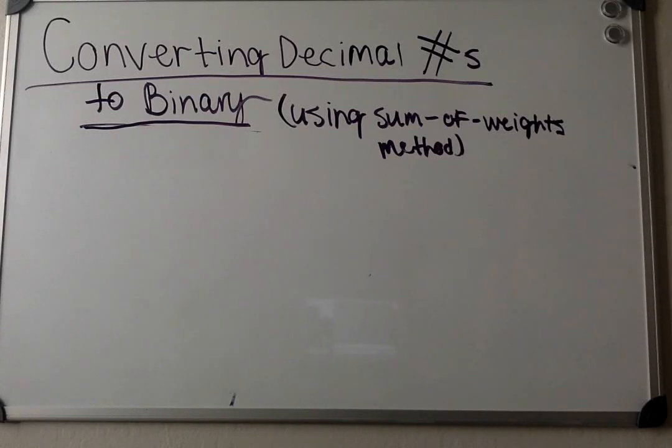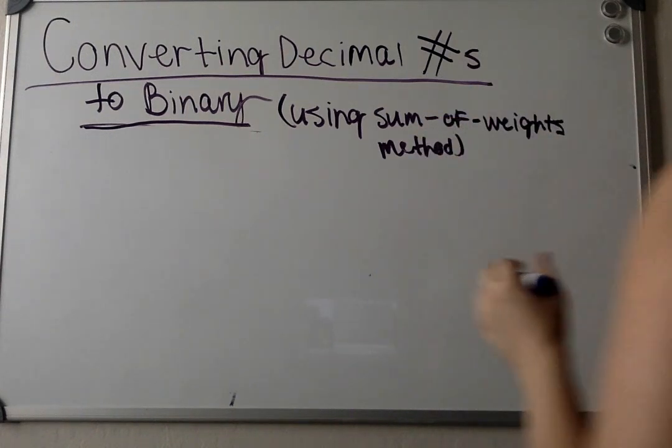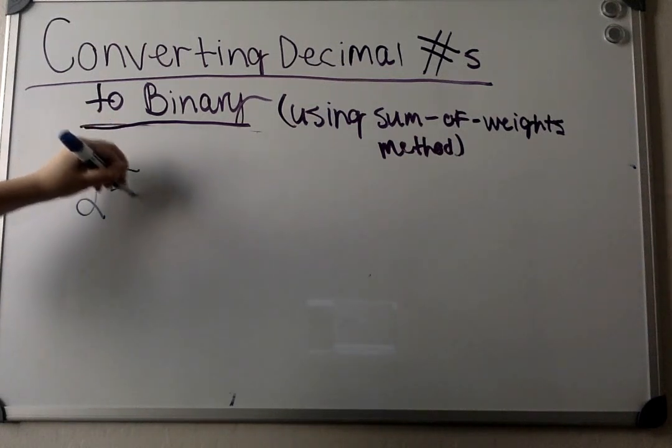Okay, today I'm going to show you a few examples on converting small decimal numbers to binary. First, we're going to start with 25.